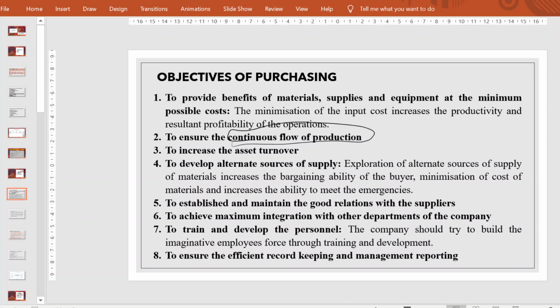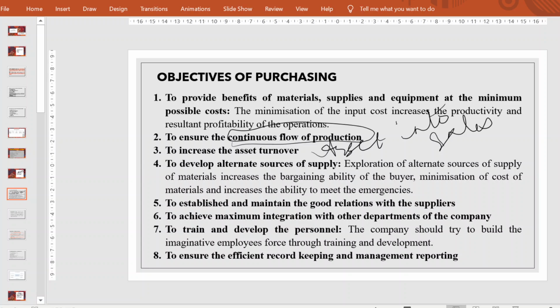The third objective is to increase the asset turnover. Asset turnover is nothing but how much you are able to convert the asset into sales, or in simple terms, whether there is any inventory which is being kept idle, which is not getting converted into sales, which will decrease your asset turnover. If you are having a good purchasing department and a material management system in place, asset turnover will be increased.